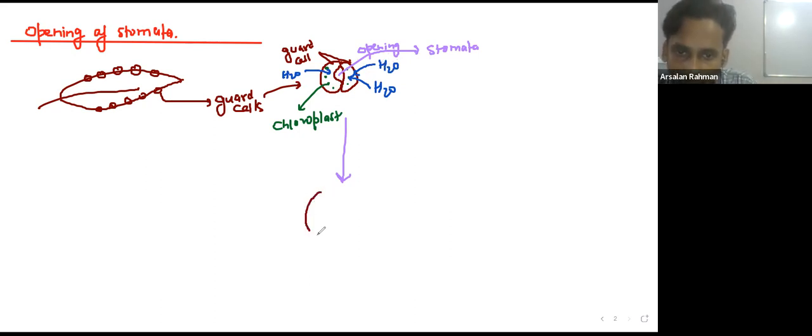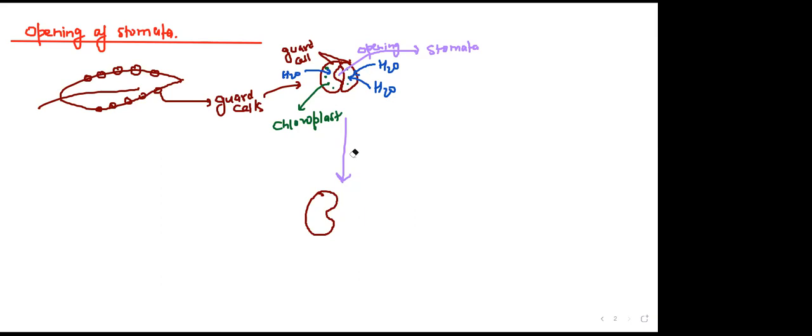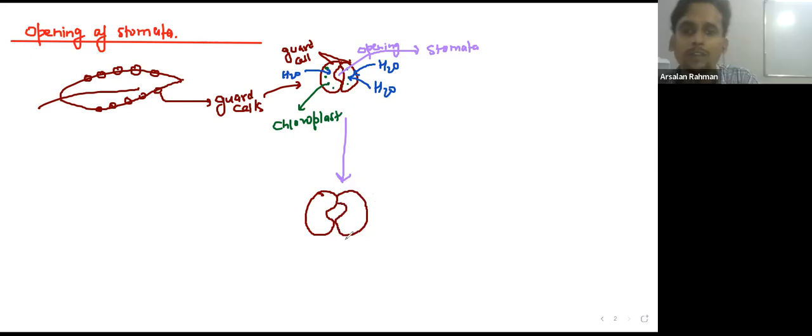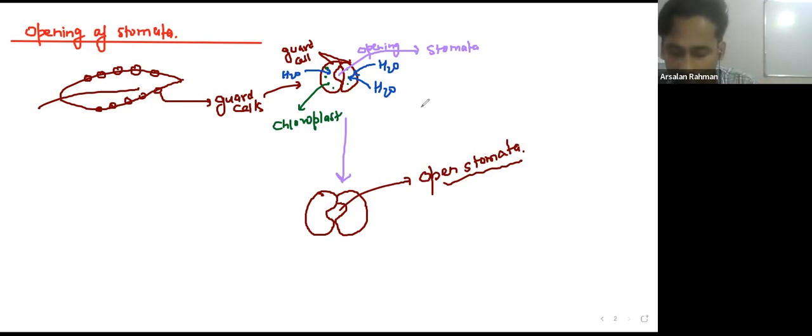Can you see the swollen guard cells? Let me redraw it more beautifully. Now can you see this opening has grown, the opening has increased. This is called open stomata. So opening of stomata depends on what, beta? It depends on the movement of water inside the guard cell, right?